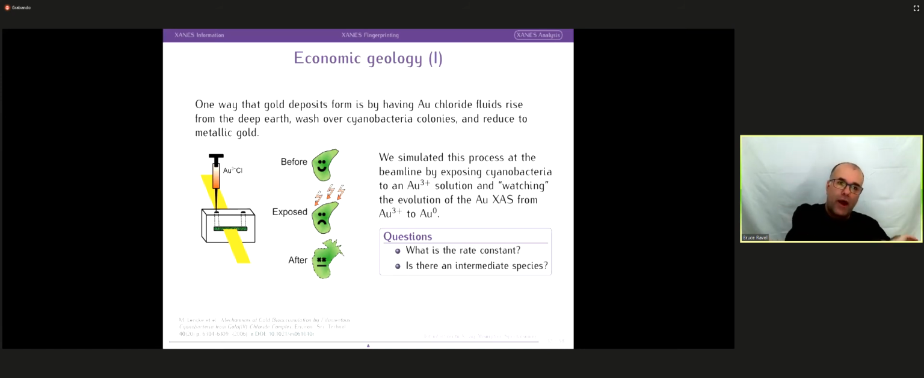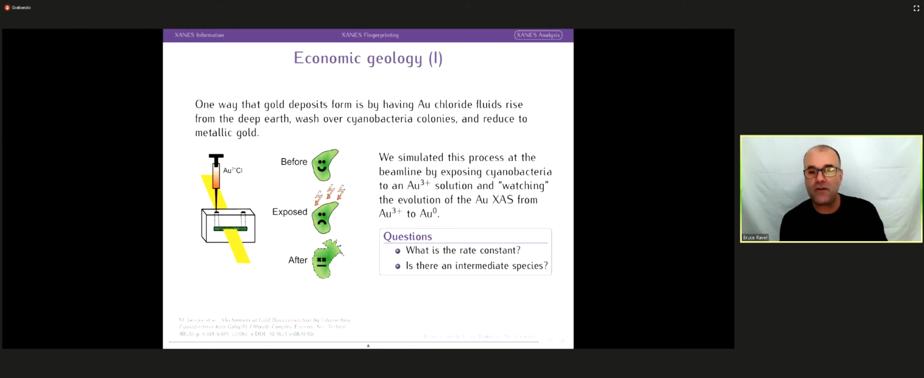The gold chloride gets pushed up in these fluids. It washes over the cyanobacteria. The cyanobacteria lyse, because the gold chloride is a very caustic material. It breaks the cell wall open. The cyanobacteria spit out their guts as they die, and there are sulfur compounds in the interior of these cyanobacterial cells that reduce the gold chloride to metallic gold.